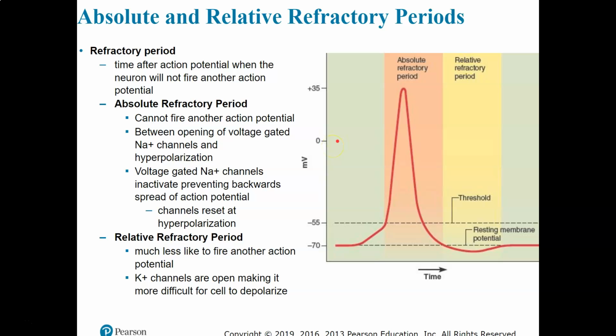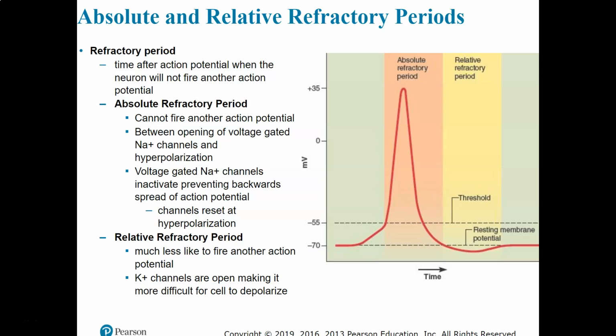After an action potential, we are going to have what's called a refractory period. This is going to be a period of time when the neuron will not fire another action potential. Note, this is a very, very small period of time. It's measured in milliseconds, but it is still there. And we can divide it up into what's called the absolute refractory period and the relative refractory period.